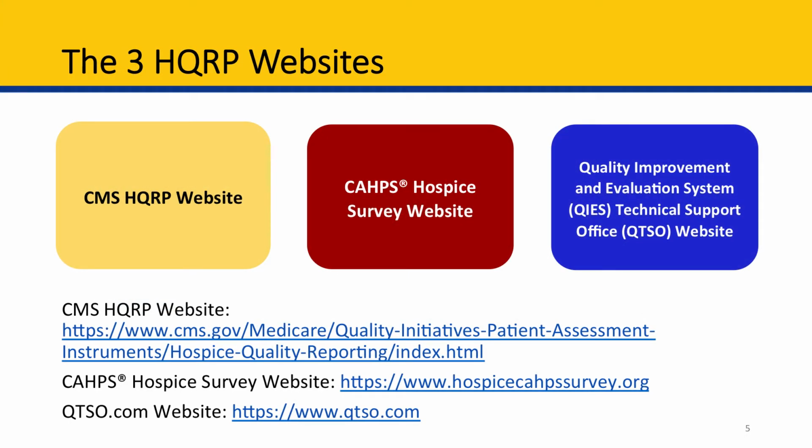There are 3 main websites hospice providers should be visiting regularly to stay up to date on HQRP requirements. Those 3 websites are the CMS HQRP website, the CAHPS Hospice Survey website, and the Quality Improvement and Evaluation System Technical Support Office website, which I'll refer to as the QTSO website from here on out. This module is the introductory module that will provide you with a high-level view of the 3 websites. Modules 2 through 4 in this series take a deeper dive into each of these 3 websites.